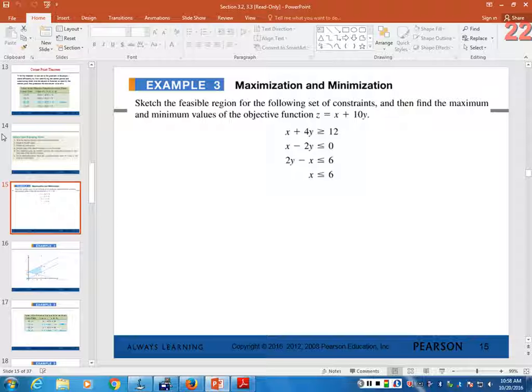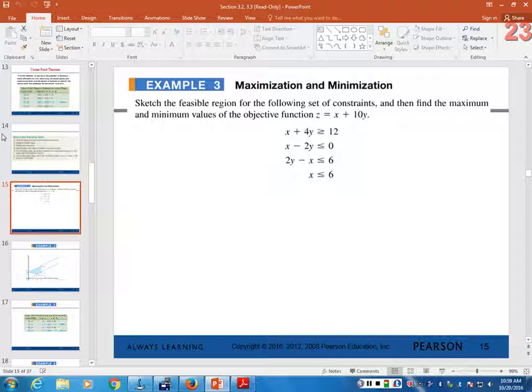Sketch the feasible region for the following set of constraints and then find the maximum and minimum values of the objective function. Our objective function this time is Z equals X plus 10Y. And our constraints are, we actually have 3: X plus 4y is equal to or greater than 12. X minus 2y has to be less than or equal to 0. And 2y minus x has to be less than or equal to 6. And for some reason, x has to be less than 6.